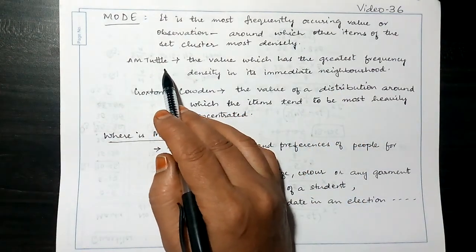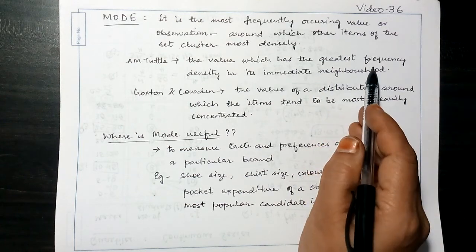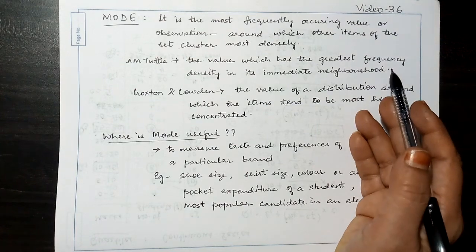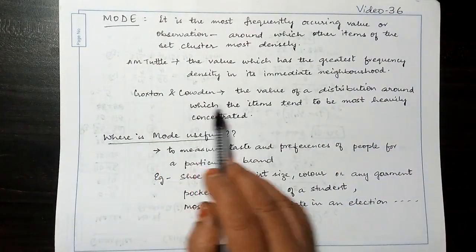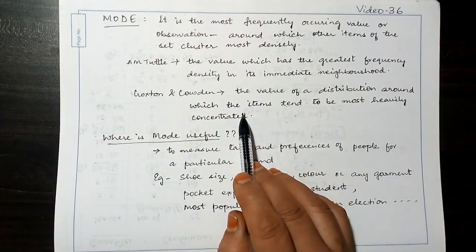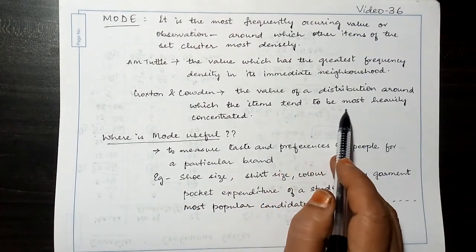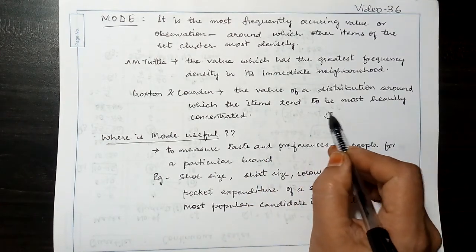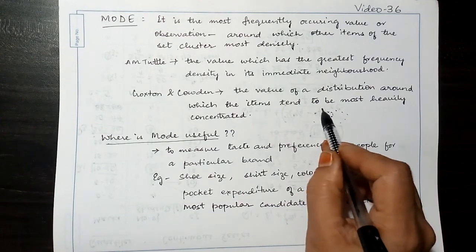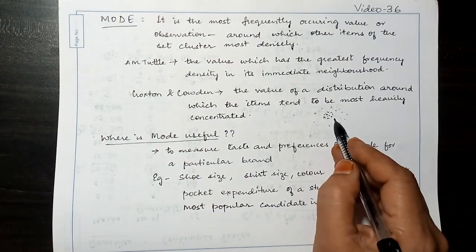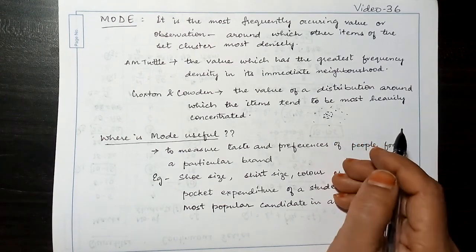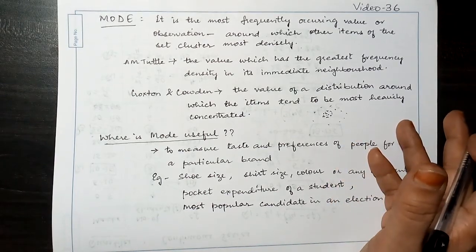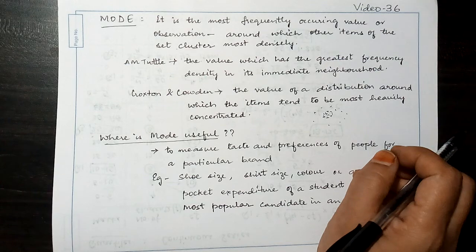According to A.M. Tuttle, the value which has the greatest frequency density in its immediate neighborhood is the mode. According to Croxton and Cowden, it is the value of a distribution around which the items tend to be most heavily concentrated. If this is the mode, then we have more observations clustering around it than the others. So that is the mode. In simple words, it's the most frequently occurring observation. The value whose frequency is the highest is called the modal value.